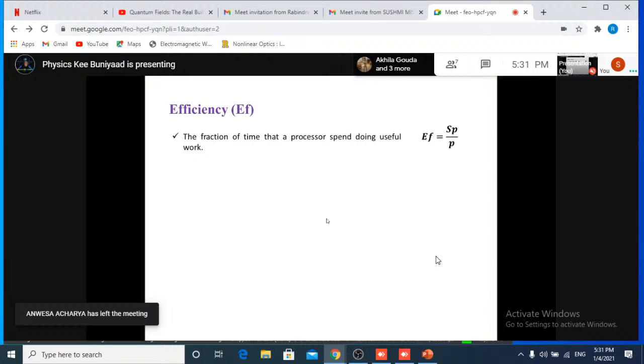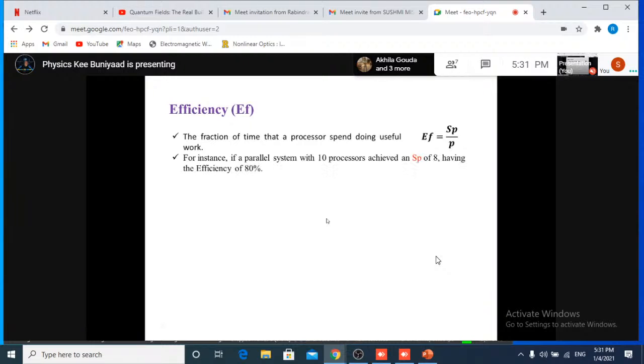In this case, if we calculate the efficiency of a single processor, then we divide the speed up by simply the number of processors. Here the speed up is 8, and if we divide by 10, it will give you 0.8. To get the percentage, simply multiply by 100, it will give you 80 percent. So in this way, you can calculate the efficiency of a processor.